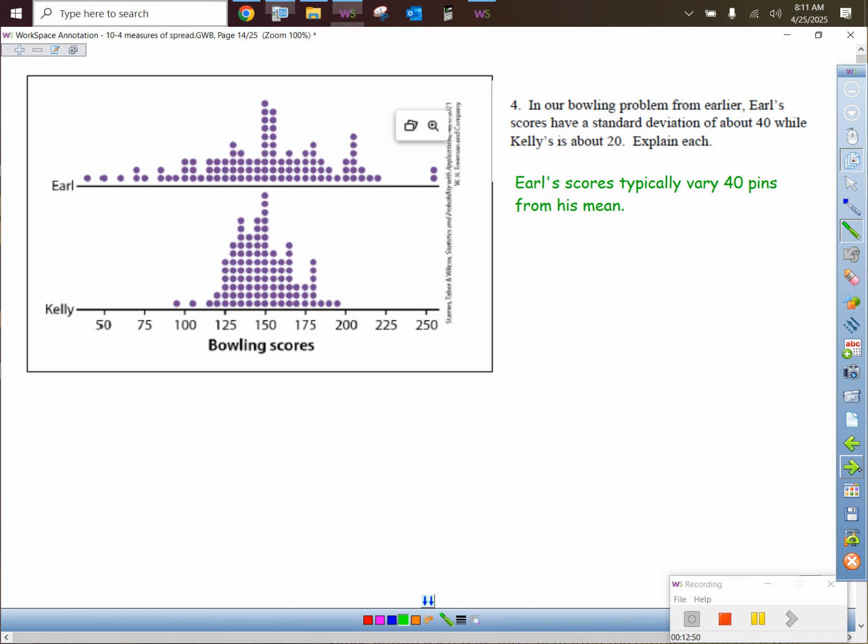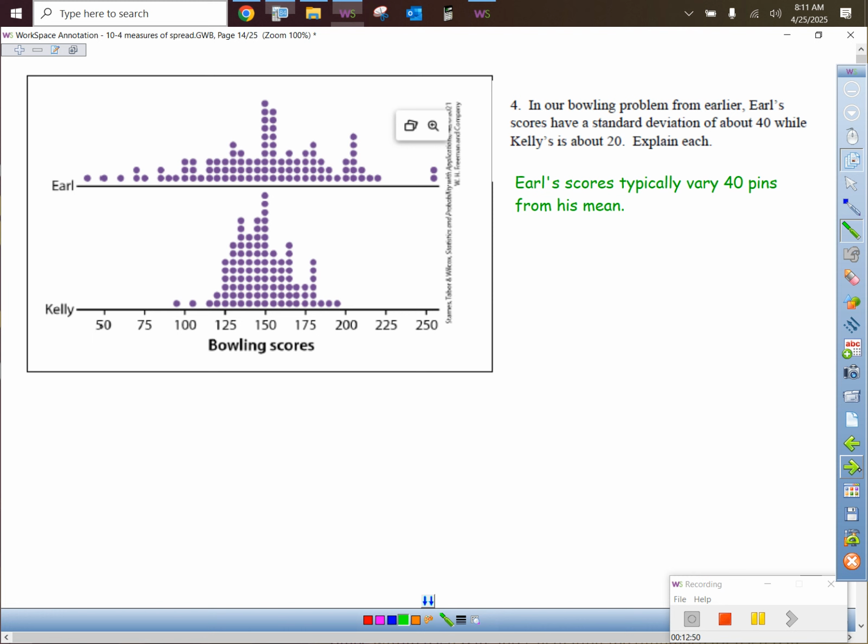On any given day, he could score, I don't know, a 190 or a 110 or anything. He typically scores within 40 pins. That's total knockdowns from his mean. Could you write a sentence to describe Kelly's with a neighbor? It's all about this: Earl's scores typically varied 40 pins from his mean.